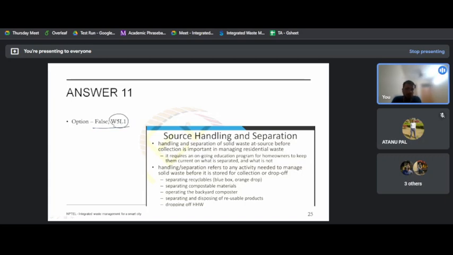Students can refer to the first lecture of this week. Here we can see the handling and separation methods have been mentioned. We separate the recyclables, we can separate the compostable materials, we can operate a backyard composter. That will be handling, not separating. Separating is when we are trying to differentiate between different things. Here we are separating reusable products, then we can drop off the household hazardous waste also. So these are basically handling, and the others are in the separation category. So curbside pickup is a collection method, not a handling and separation method.